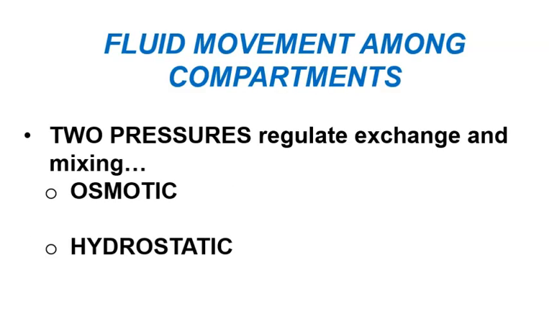How does fluid move between the various body compartments? There are two pressures, osmotic and hydrostatic pressure, that facilitate the exchange and mixing of the fluids between the various body fluid compartments. Osmotic pressure means that if the concentration of solutes becomes greater in one fluid compartment compared to another fluid compartment, water is going to move by osmosis toward the location where the solute concentrations are higher.